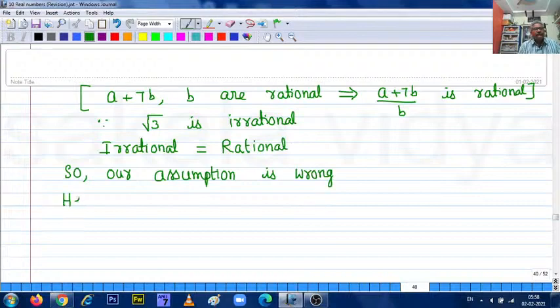Hence, what is the question? That we need to write. Root 3 minus 7 is irrational. So this method needs to be adopted for this problem.